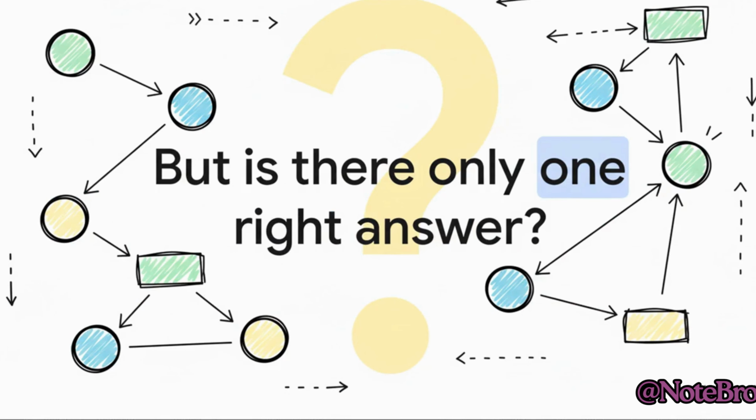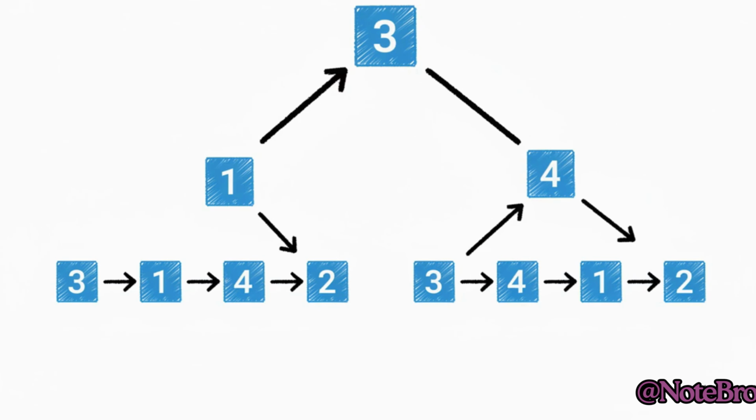So this brings up a really fascinating question. If you run a topological sort on a graph, are you always going to get the exact same to-do list? I mean, is there only one single correct order? And the answer, maybe surprisingly, is often no.